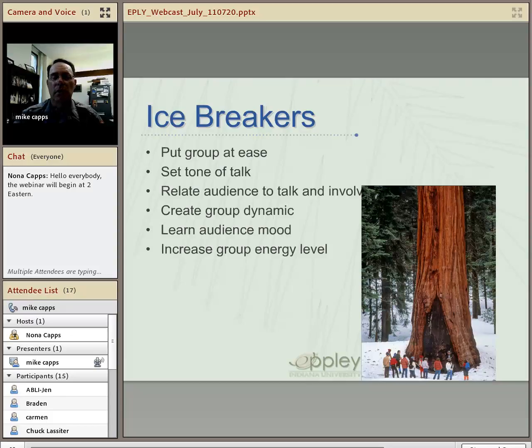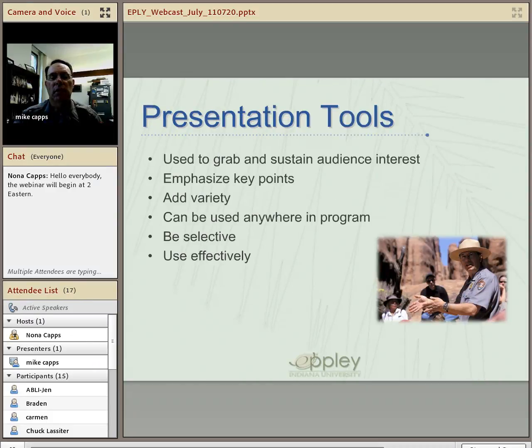Once you're there, if at all possible, especially if it's a talk or a program that's at a scheduled time, try to be there early. Don't have visitors waiting on you to show up. Use that time before the program starts to interact with the group a little bit. It sets the tone, helps you relate to the audience, creates a little bit of group dynamic, and that sort of thing.